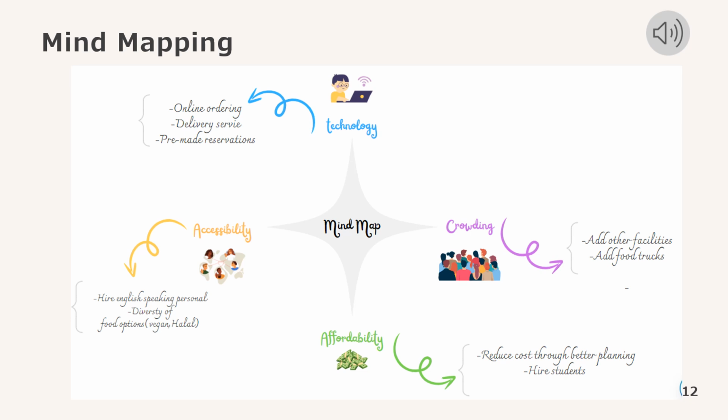Our mind mapping process can be divided into 4 aspects. The first one being technology, mainly our ordering app and our pre-order reservation app. Accessibility, meaning that we will hire more English speaking individuals, and also diversify the food options. Affordability, through better planning and maybe hiring students, the cafeteria can reduce costs and therefore reduce prices. And also for the crowding, we suggested to put food trucks all over the campus and to create eating cafeterias on other floors.